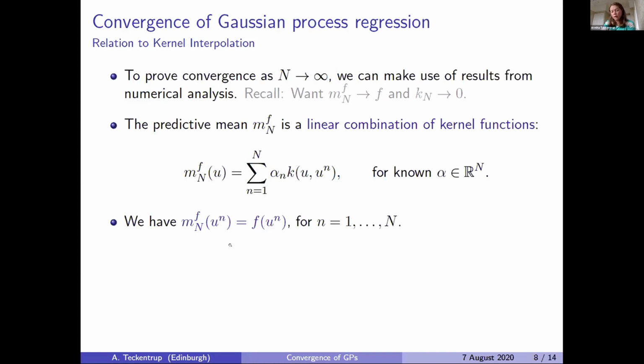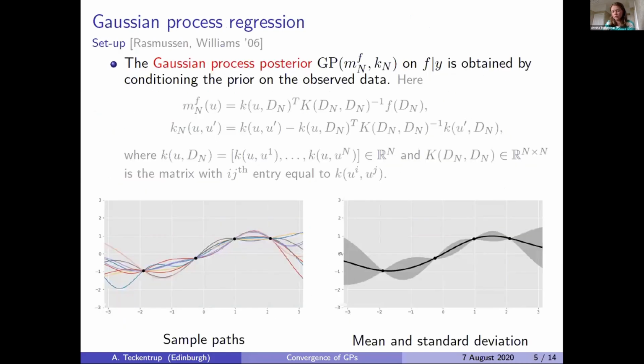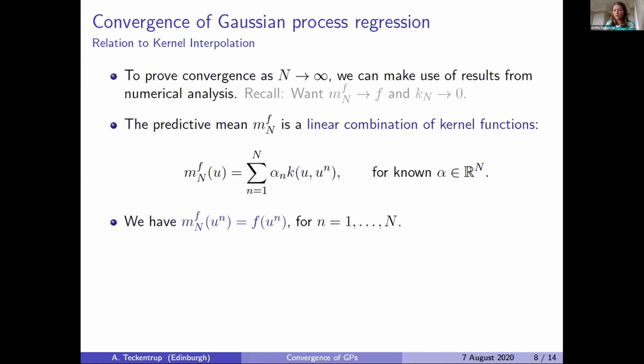And the second thing that you have is that it is an interpolant. If you look at the points u_n, so these are the points where we had our training data Y, then you recover the truth, right? That is because we are conditioning on the data. You see that the mean always goes through the data points because we're doing this conditioning, and you can also see it explicitly from the expression.